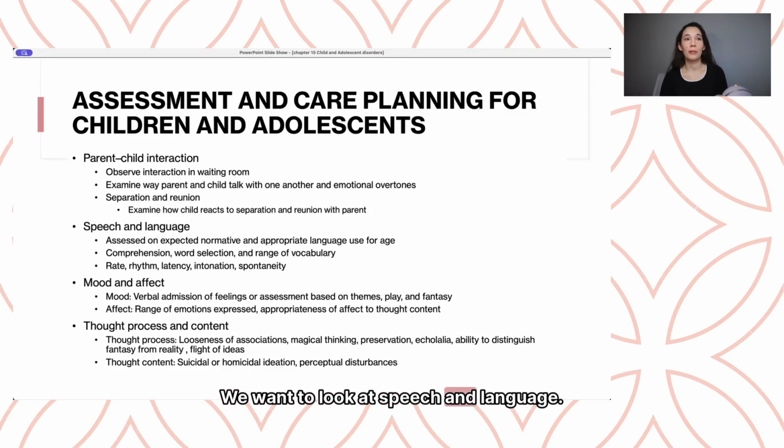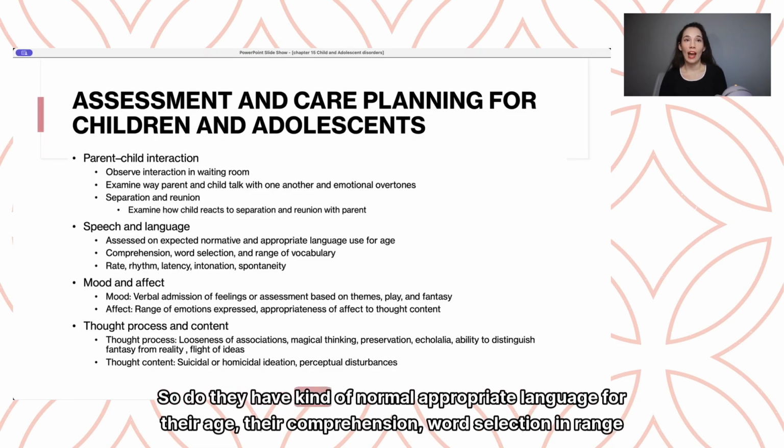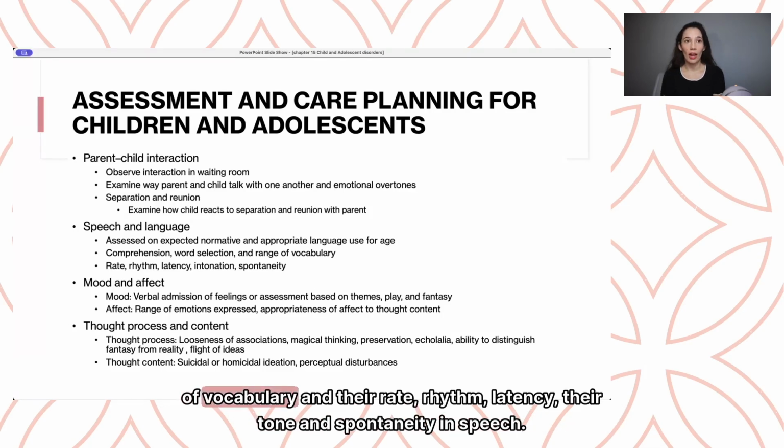We want to look at speech and language. So do they have normal, appropriate language for their age: their comprehension, word selection, and range of vocabulary, and their rate, rhythm, latency, tone, and spontaneity in speech.